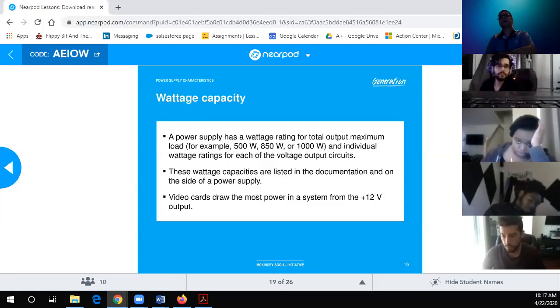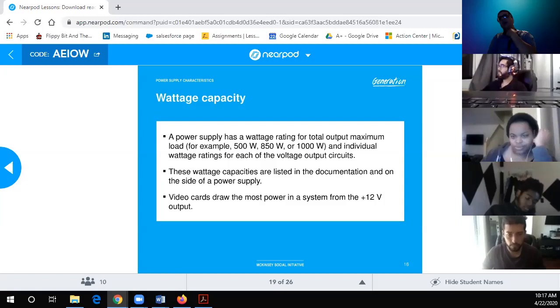Thank you. So, self-explanatory, as I was saying, most of these PSUs have a wattage rating. You've got to be careful with these wattage ratings. Obviously, the ones that you purchase from the manufacturer, when it comes to you, it's got the right watts.